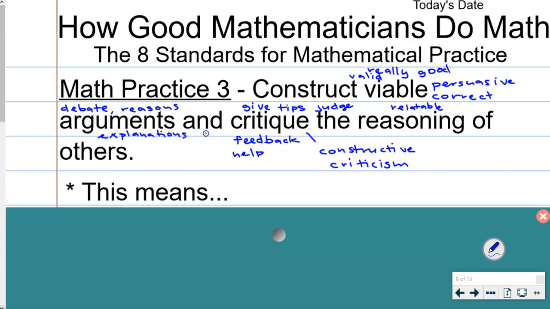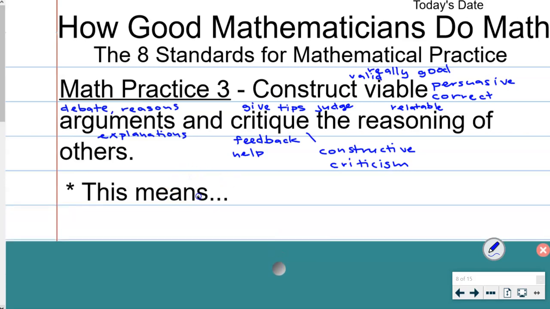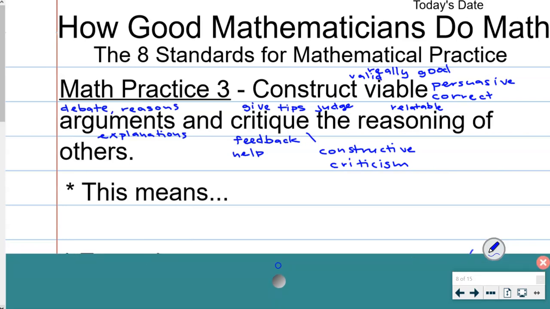There's another piece to it though, and critique the reasoning of others. When I'm saying critique the reasoning of others, remember critique means we're judging or we're giving tips or feedback. The reasoning of others, maybe that means the thinking of others. Again, you're writing down, this means... and you're putting it in your own words. Take another 60 seconds to do that.